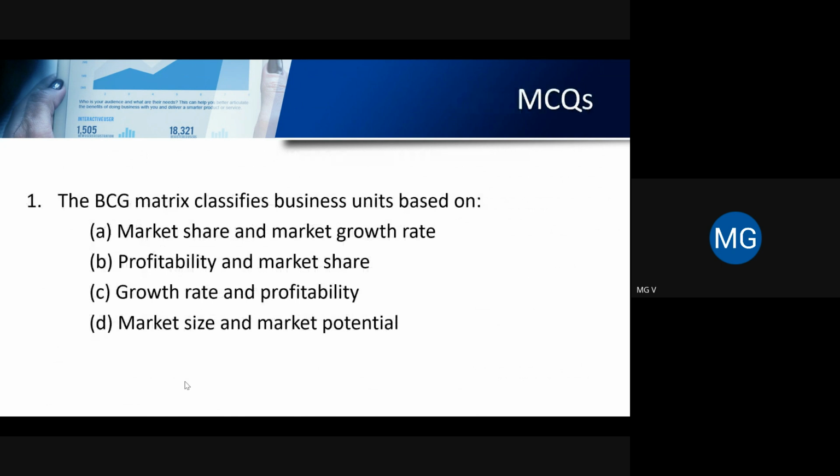Now, the BCG matrix classifies business units based on market share and market growth rate, profitability and market share, growth rate and profitability, or market size and market potential. Anyone? If you have gone through the concept of strategic management in detail, you must be able to recall the two dimensions of the BCG matrix, x-axis and y-axis. What are these? Market share and market growth rate. Very right, ma'am. This is the first one, A, market share and the market growth rate. Thank you so much.